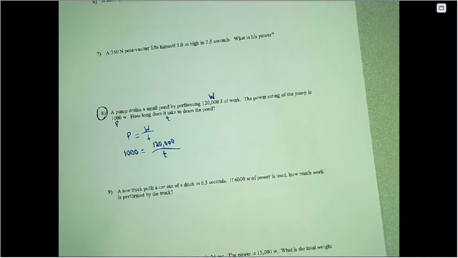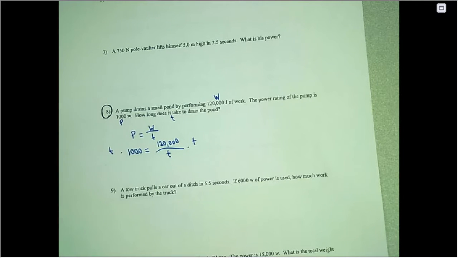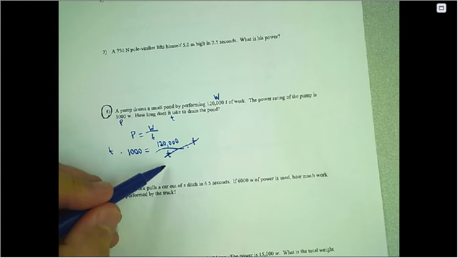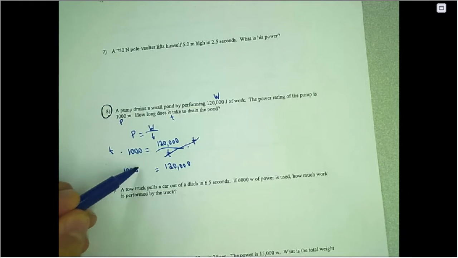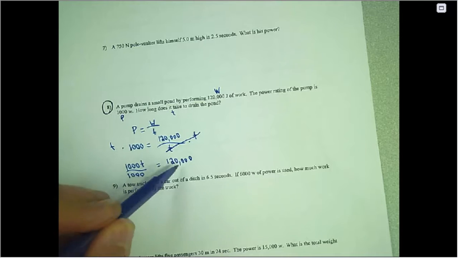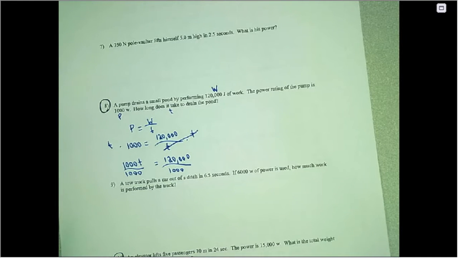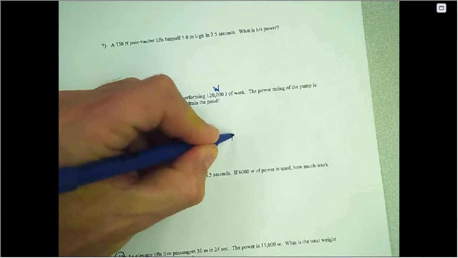So what we do in order to get rid of the t in the denominator is we multiply both sides by t, because that will get rid of it over here, and we'll be left with 120,000 is equal to 1,000 t. And then that's a very easy problem. You divide both sides by 1,000, and 120,000 divided by 1,000 is, let's see, 120 divided by 1, 120. So t equals 120.